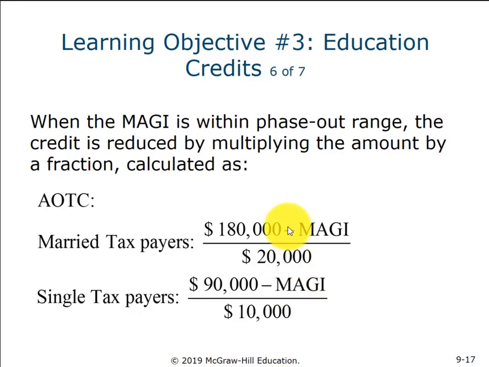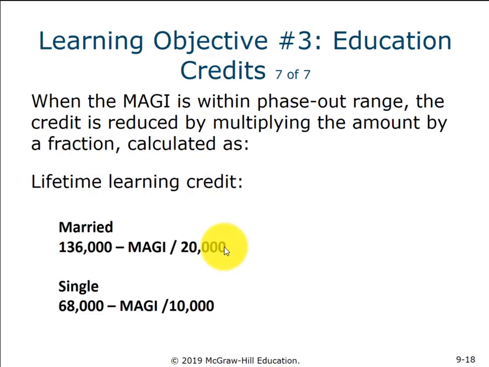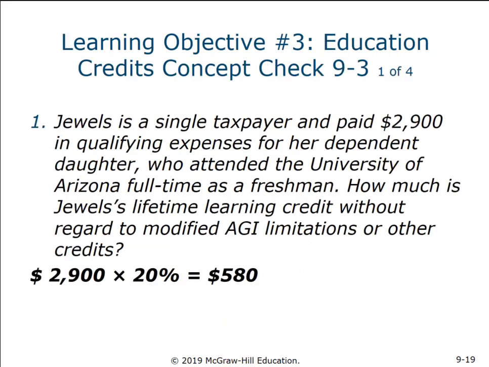So you would then take this percentage, multiply it by the amount of the credit, and that's what you would actually get to take the benefit of. This is the formula for the lifetime learning, same idea. When you calculate it, it gives you the percentage you get to keep. All right. So single taxpayer paid $2,900. How much is the lifetime learning credit?